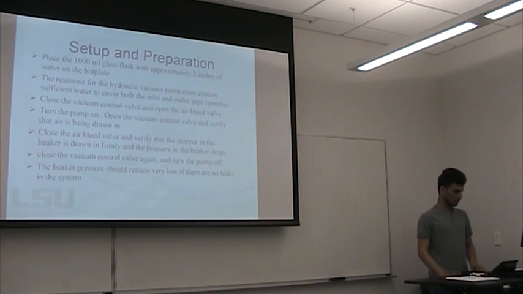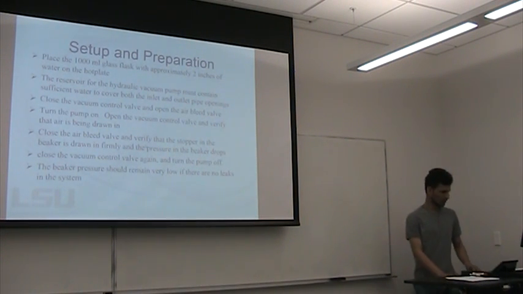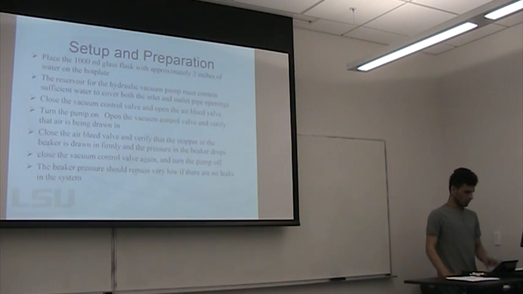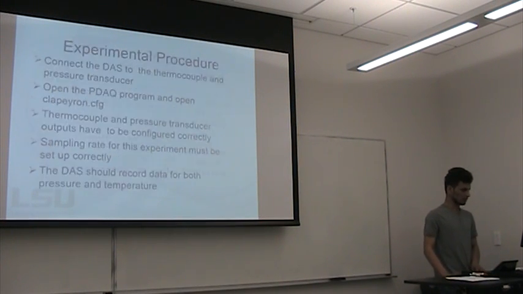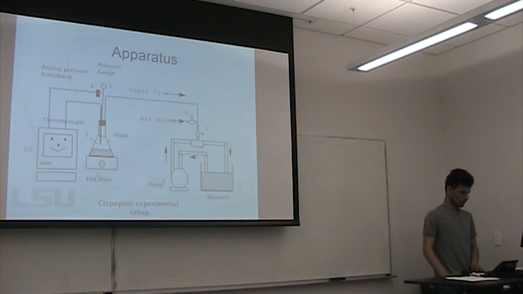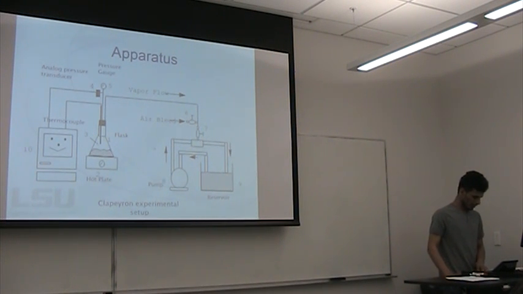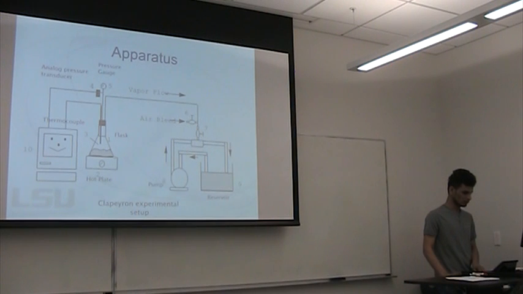And then we have to do a leak test for the entire system. We can do that by closing the air bleed valve right here, and verify that the stopper is drawn in firmly, and then the pressure should drop in the beaker. Otherwise, there's a leak in the system if it doesn't drop. And then the pressure in the beaker should remain very low at near zero. If not, then there's a leak in the system.